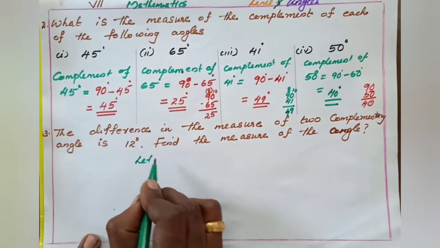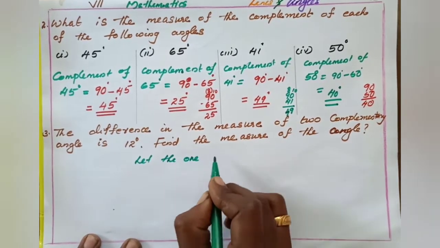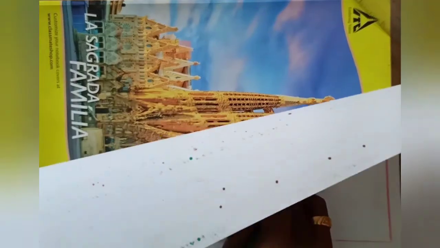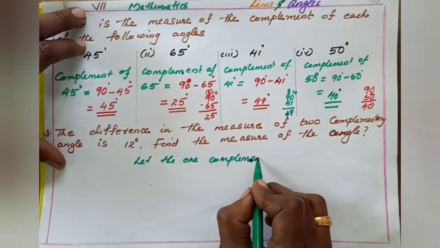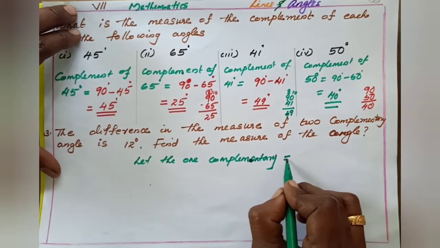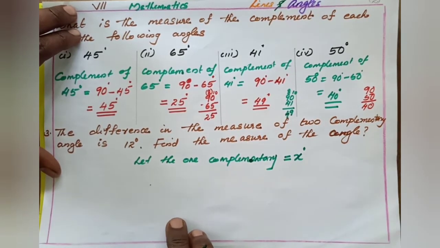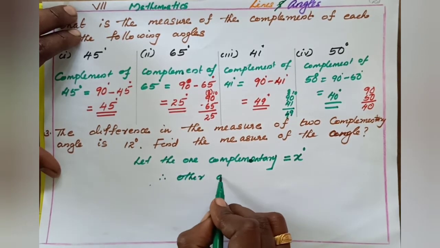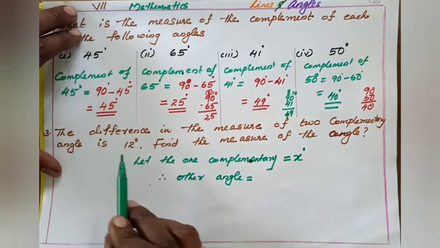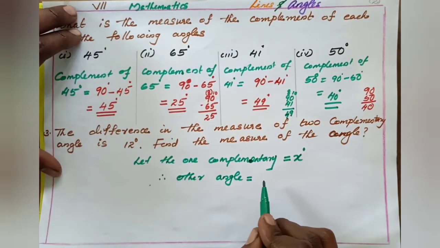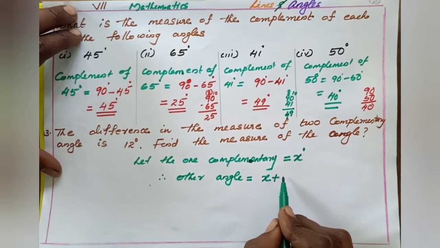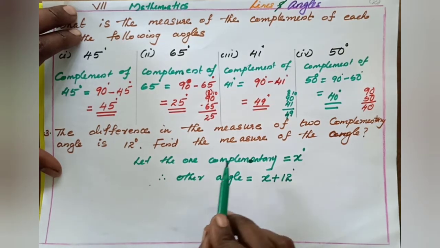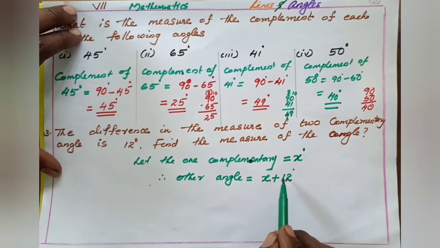So let one complementary angle be x degree, since complementary means a pair of angles. Therefore the other angle, the second angle, is x plus 12 degree, because the difference is 12 degree. That means the second angle is greater than the first angle by 12 degree. Then find the measure of each angle.